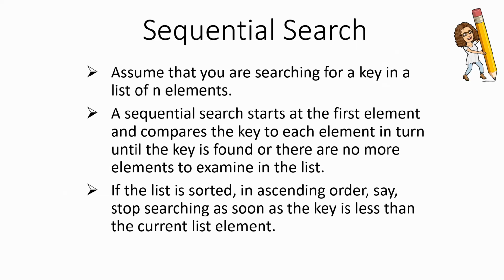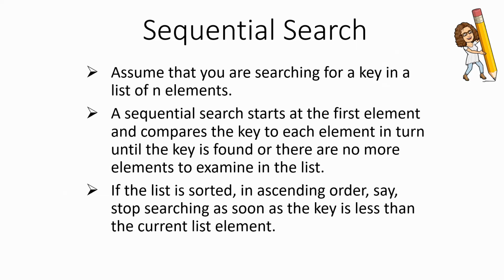Now, the first one that you may hear is called a sequential search. Sometimes people also call this a linear search, depends on who you talk to. Assume that you're searching for a key or a value in a list of n elements. A sequential search starts at the first element and compares the key to each element in turn until the key is found, or there are no elements in the list. If the list is a sorted list, in ascending order, let's say, we'll stop searching as soon as the key is less than the current list element.